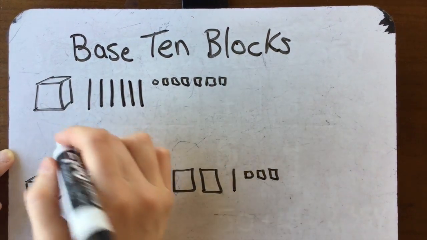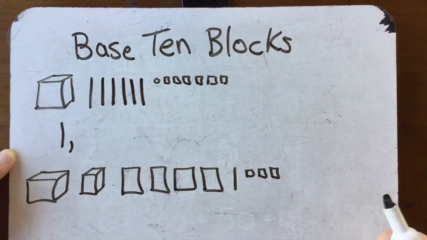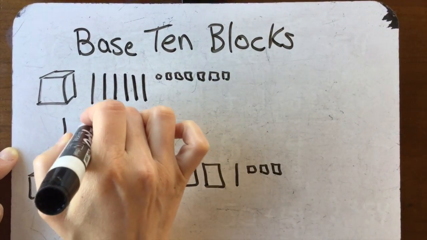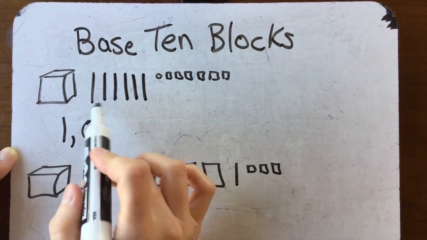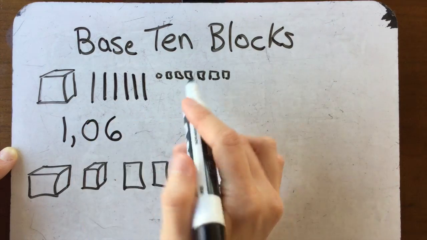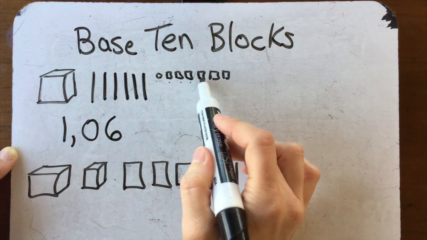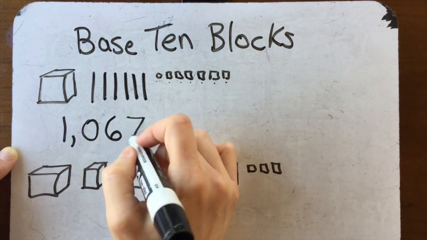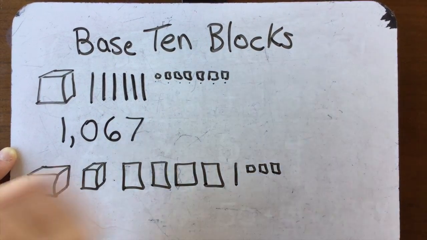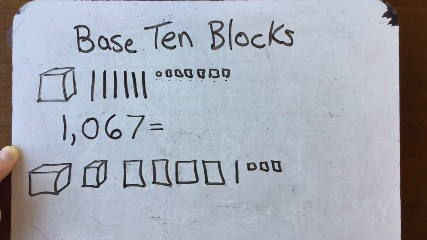So we have 1,000. Do we have any 100s? No, so we're going to put a 0 in the hundreds. Let's see how many tens we have. 1, 2, 3, 4, 5, 6. And how many ones? 1, 2, 3, 4, 5, 6, 7. So this number is 1,067.